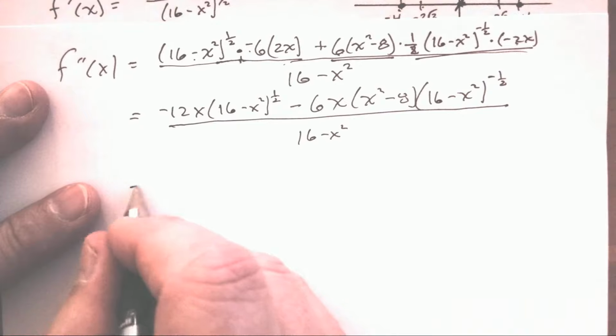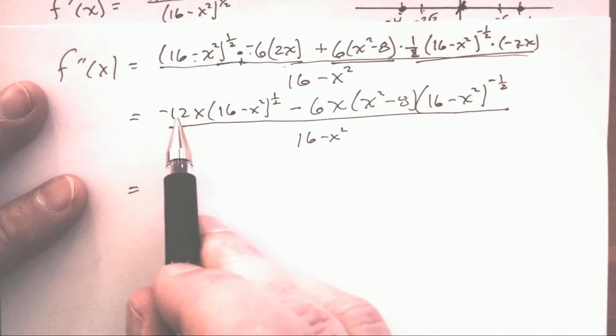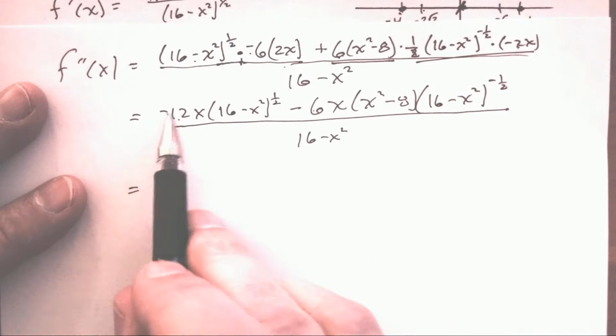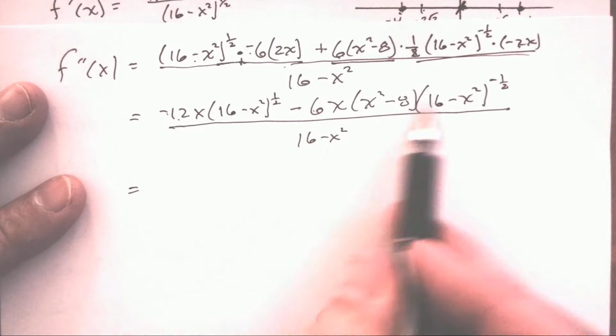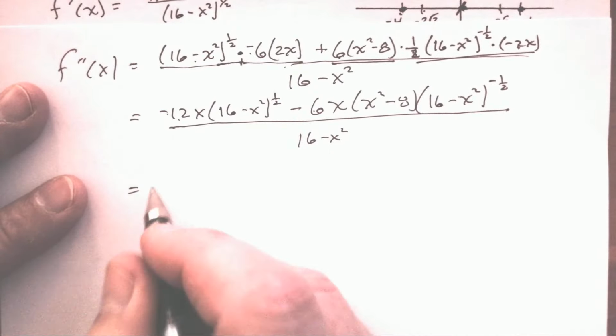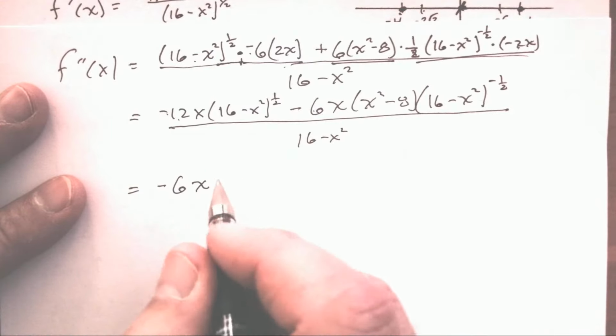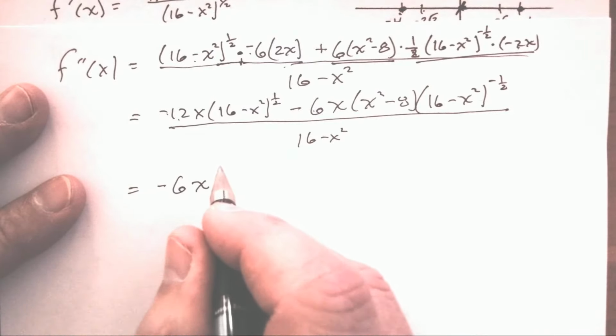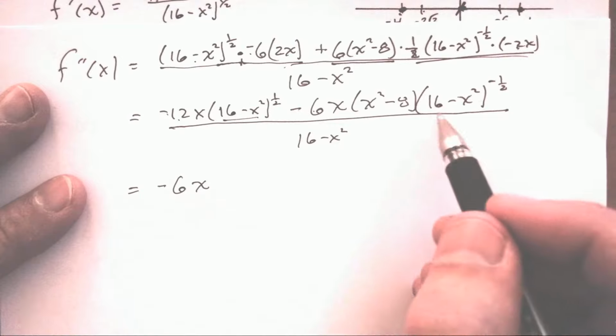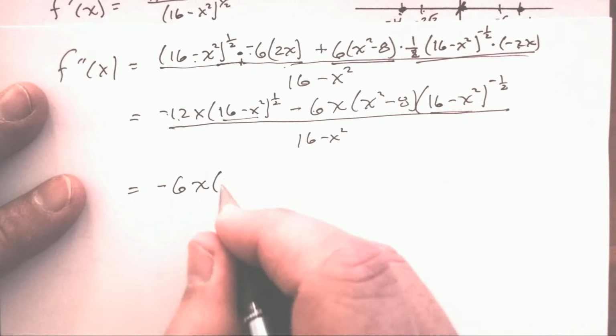So, once again, I factor the top. I'm going to take out a negative. Both terms are negative. This term and this big old term over here, both are negative. I'm going to take out a negative. I can factor out a 6. I can factor out an x. I also have factors of 16 minus x squared in both of these.